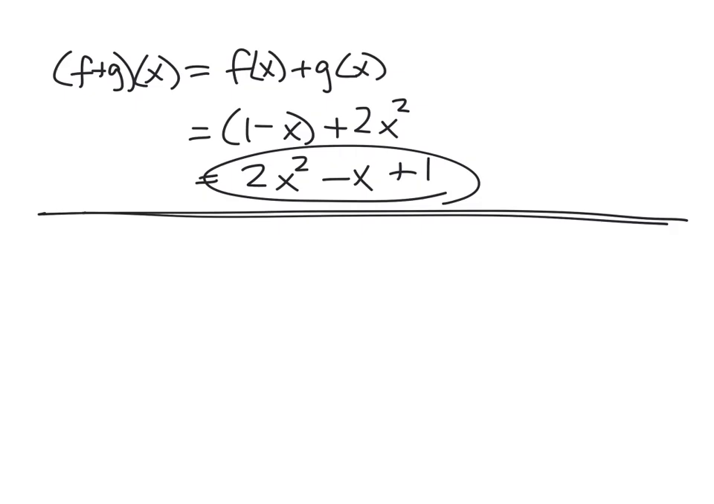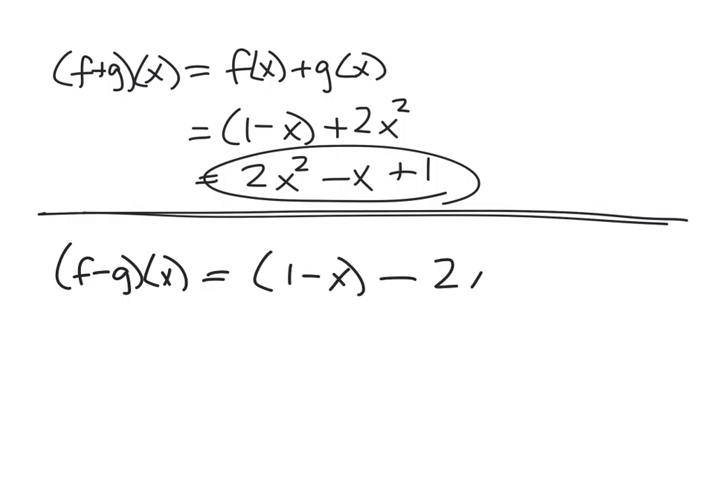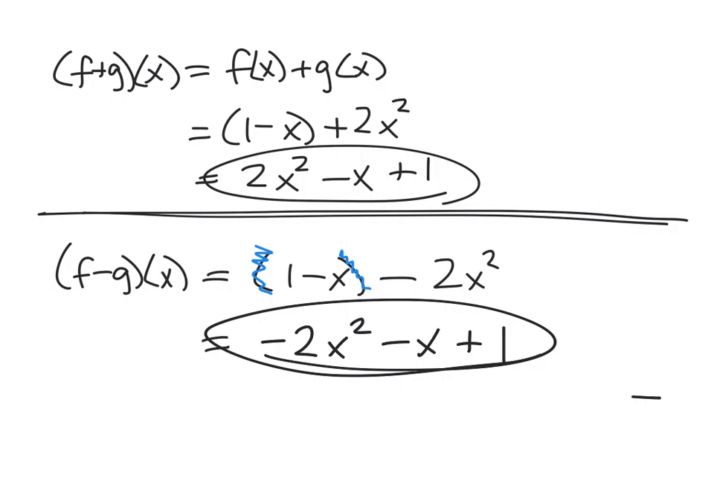So now we're going to subtract. So f minus g of x. So that's going to be 1 minus x minus 2x squared. And there are no like terms. We could drop the parentheses, because there's no coefficient and it's positive. And so traditionally we rearrange. So we're going to get negative 2x squared minus x plus 1. That's our subtraction.